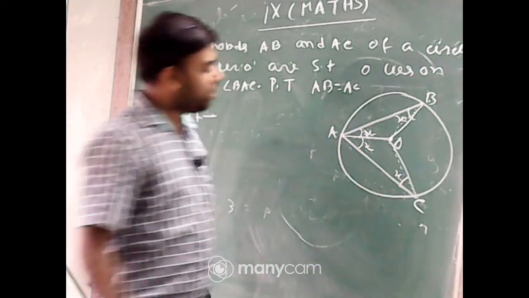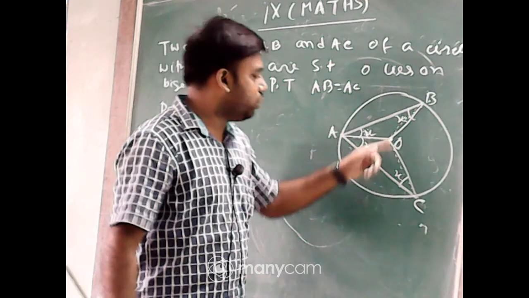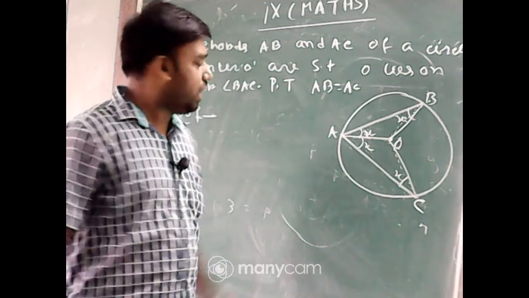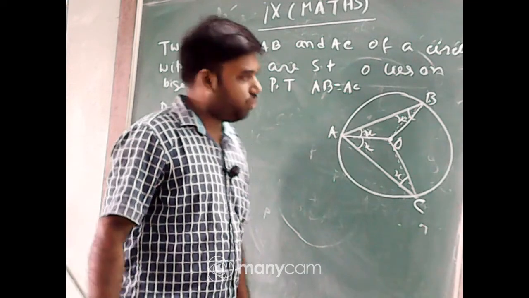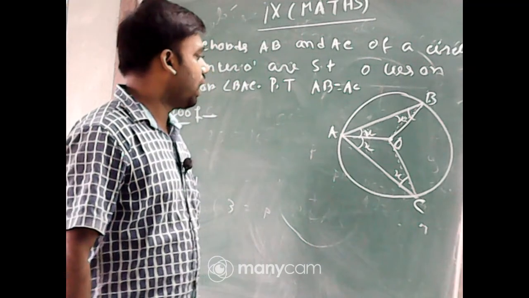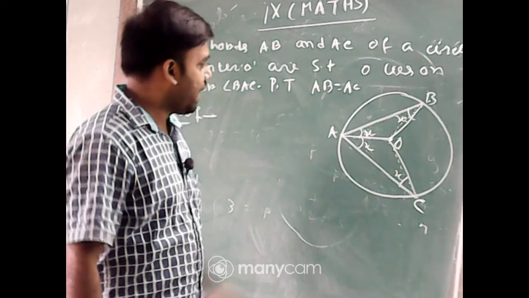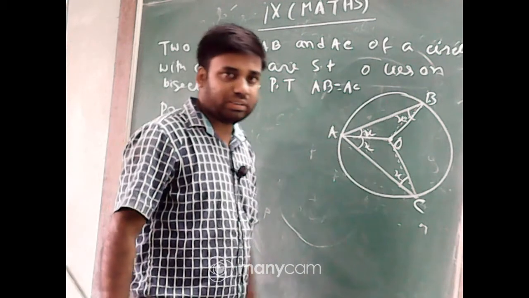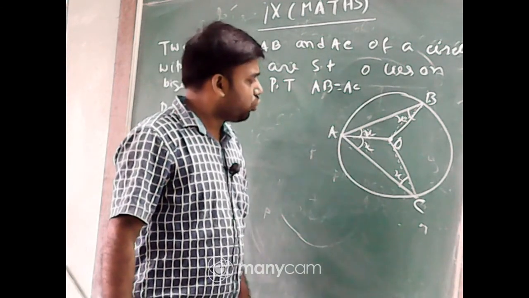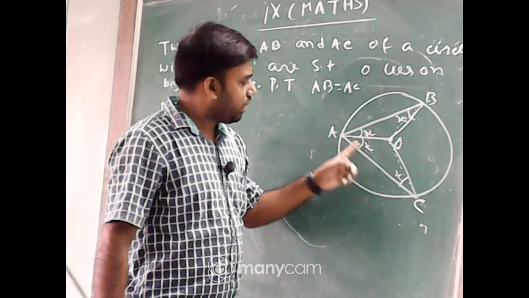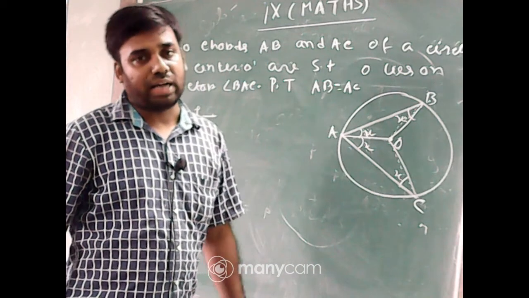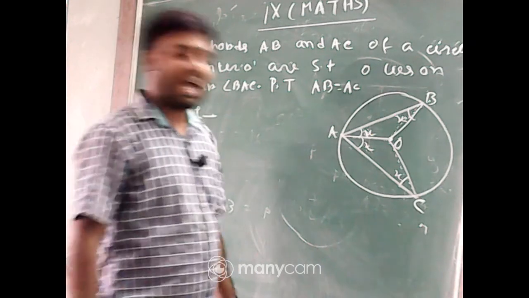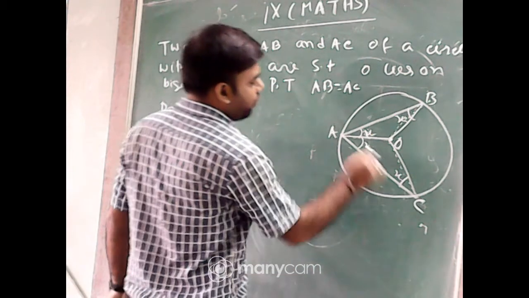Using similar logic, you can also say, sir, this angle is also x. Why? Because we know that OA equal to OC. Why OA equal to OC? OA and OC are the radius. As OA and OC are the radius, so OAC is an isosceles triangle. As isosceles triangle, this also will be equal.